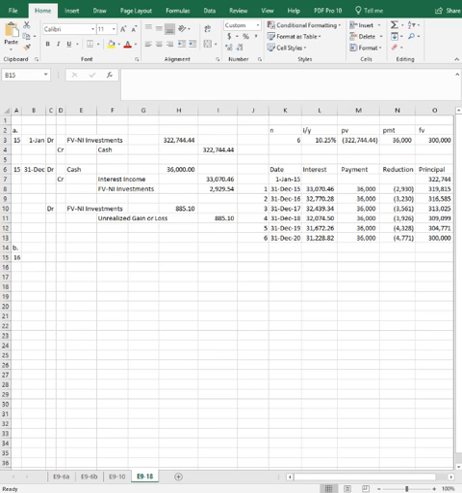So Part A is all good. December 31st, the first thing that happens is we receive some cash. The amount of cash we receive is the $36,000. It's always good to receive cash. And then fair value through net income investments is adjusted for the amount of the interest income there. And so the interest income is presumably from the amortization table.